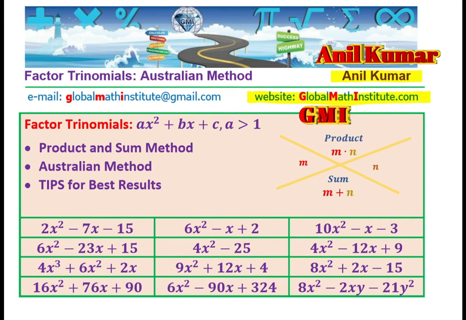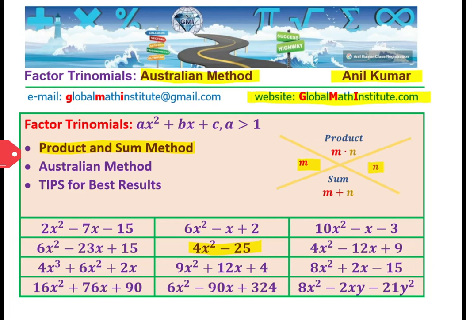In this video, we'll extend the Australian method to factorize some of the trinomials which we have. We have also taken up a binomial in this case. Well, in the Australian method, as you know, we'll be using product and sum to find two numbers m and n. And once we have those numbers, then I'll show you the technique with which we can easily factorize.